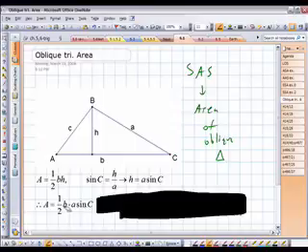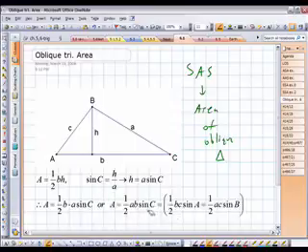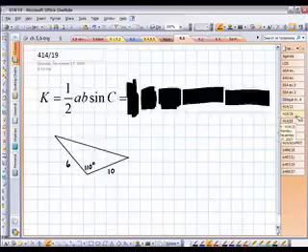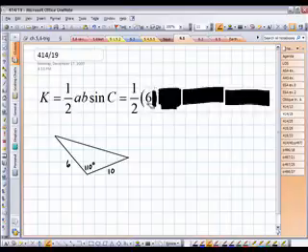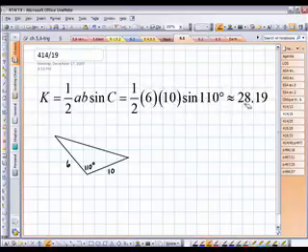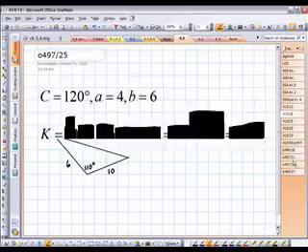Now you can just reorder the letters if you want to make it easier to memorize. So it would be half ab sine C. But of course this works for any side-angle-side triplet. So basically it's half one side times the other times the sine of the angle in between. A couple of quick examples. So here we have a triangle. Side 6, side 10, 110 degrees is in between. So area K is half ab sine C, half times 6 times 10 times the sine of 110 degrees, approximately 28.19.